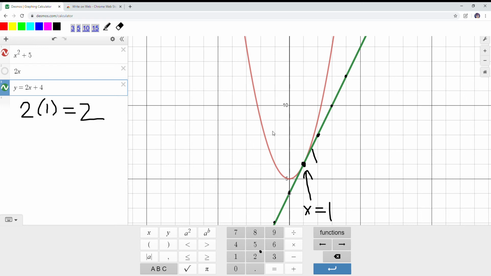I'm going to choose another number here. I'm going to choose this right here. Now at this point, x equals, what is that, -2? Yeah, x equals -2. So if I go to my derivative, 2x, and I plug in -2 for x, then 2 times -2 is going to be -4.